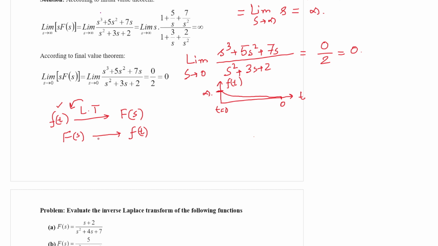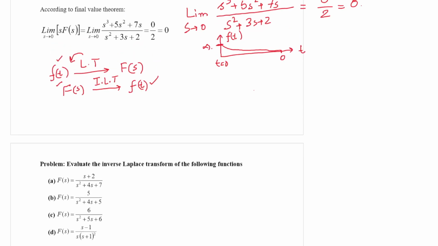On the other hand, if you have the frequency domain function F(s) and you want to have your time domain function, then what should be the process? You should revert that process, you should inverse that process, which is called inverse Laplace transformation. So we will solve some problems on inverse Laplace transformation, and it is an extremely useful technique to solve network problems.